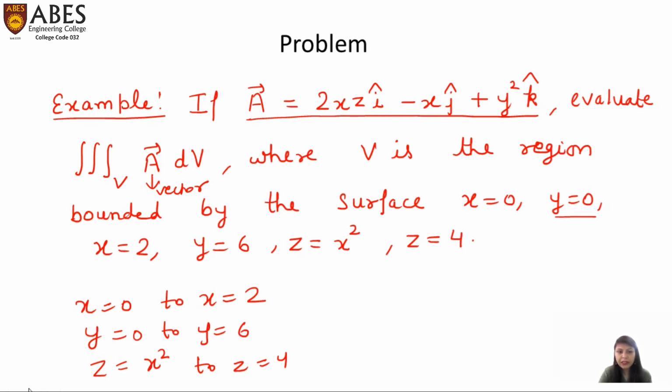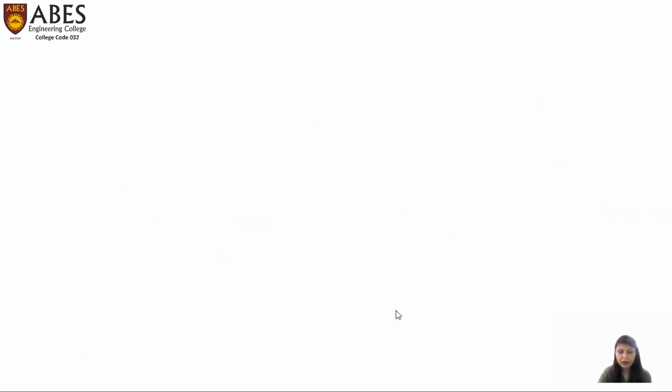dV is equal to dx, dy, and dz. Okay, dV is dx, dy, dz, and the A vector is also given. So we can calculate the volume integral. The formula of this volume integral is V equals triple integration A dV. And dV is what? dV is dx, dy, and dz.